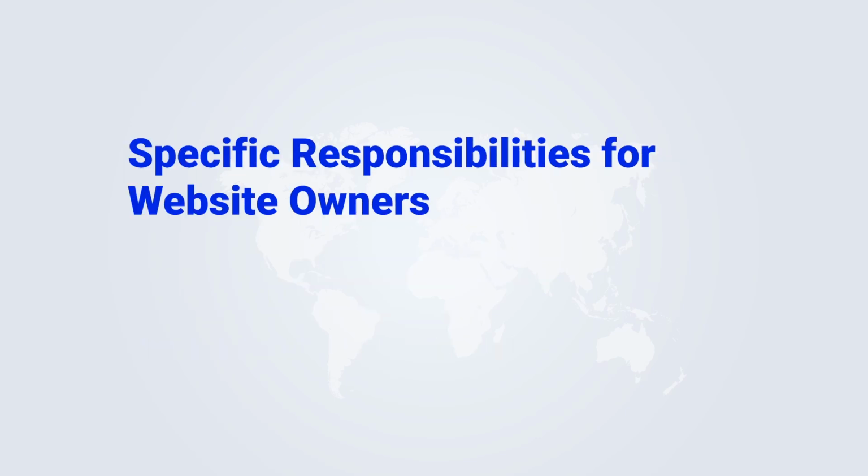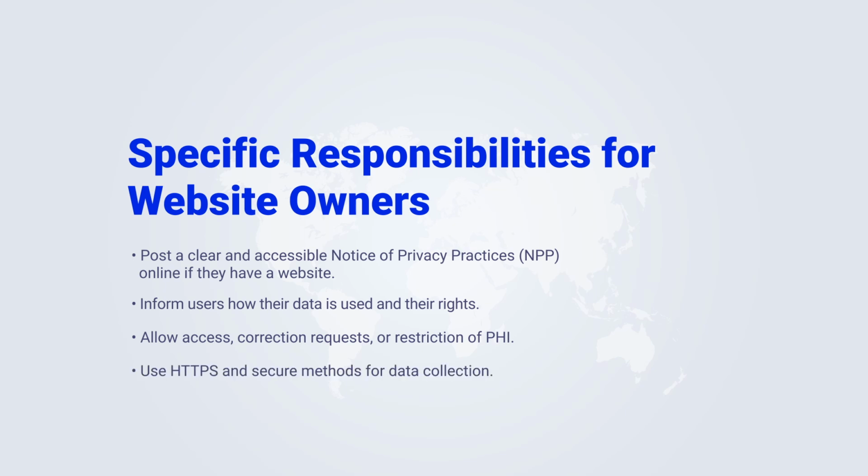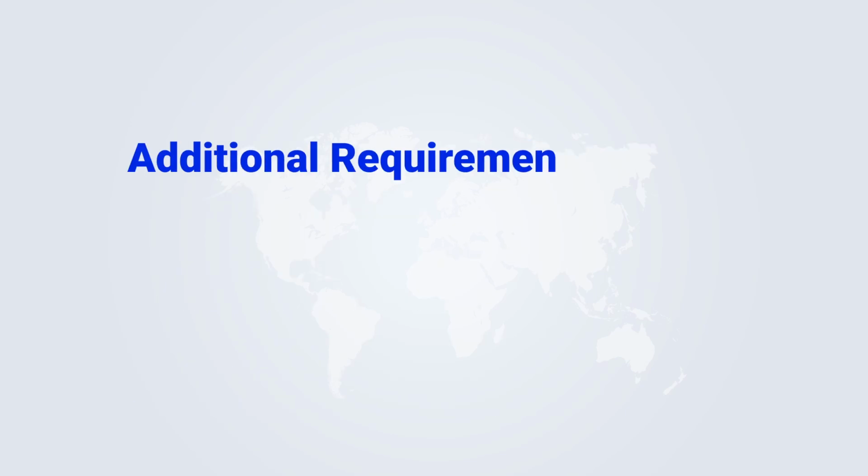Website owners who collect health data must clearly post a notice of privacy practices if they maintain a website, explain how user data is used and what rights individuals have, allow people to access or request corrections to their PHI, use HTTPS and other secure methods for data collection, and limit the PHI they use or share to the minimum necessary. HIPAA requires written authorization from patients before using their health data for marketing, research, or other non-standard purposes.